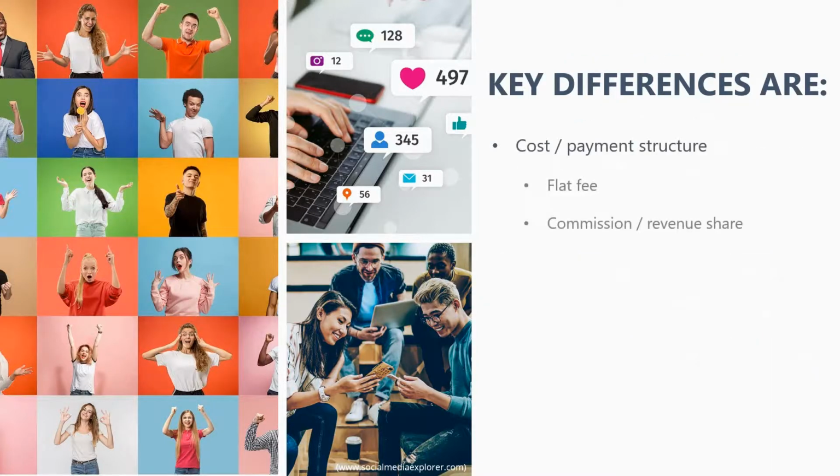Firstly, the cost or the payment structure. Influencers are often paid a flat fee, though that's not set in stone and the absolute rule, whereas an affiliate receives a percentage commission or share of revenue from each sale or lead, or whatever the objective or affiliate program is, which we'll go into now. The objectives also differ. Affiliates are often used for new customer acquisition and to increase revenue, whereas influencers are mostly used for branding and awareness.